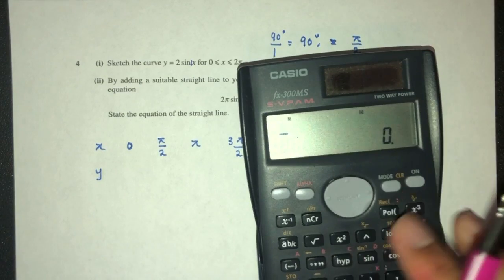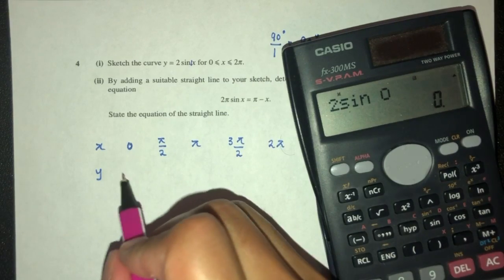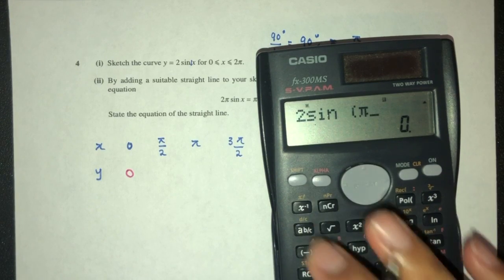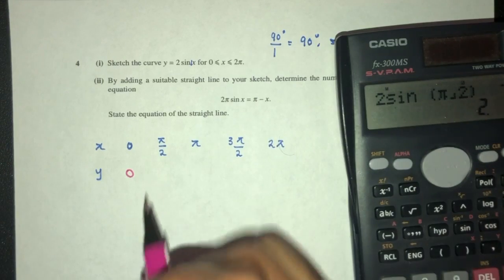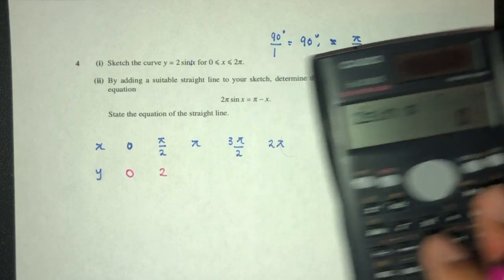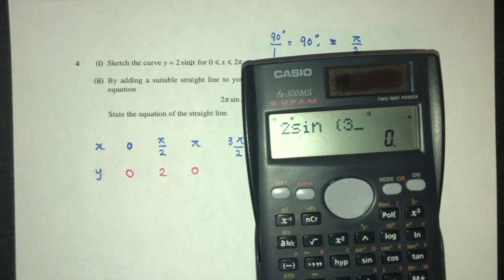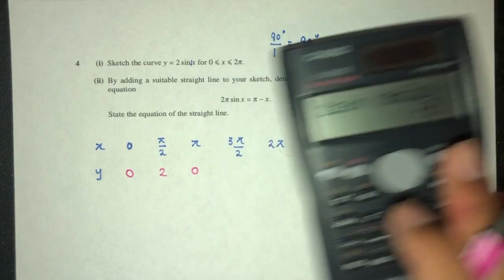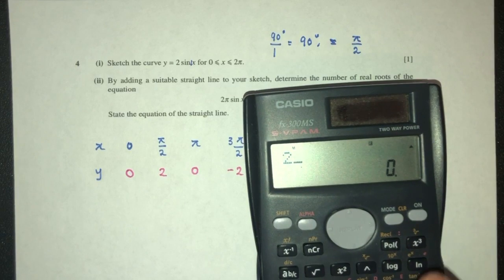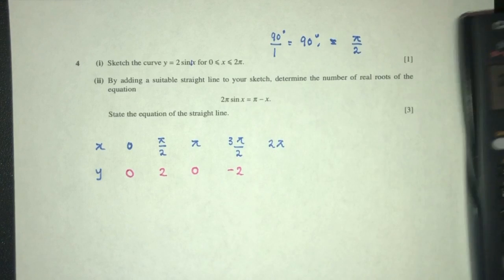Let's find the corresponding value of y. So replace. Here we have radians. 2 sine of 0, that will be 0. 2 sine of pi over 2, that should be 2. 2 sine of pi should be 0. 3 pi over 2 should be minus 2. And finally, 2 pi should be what? Should be the value of 0.